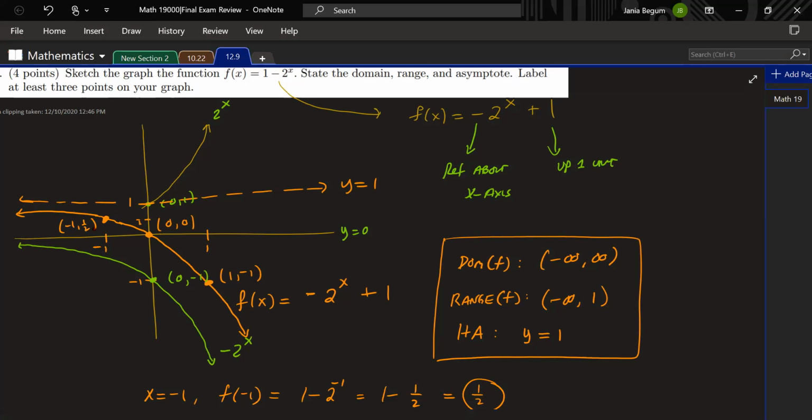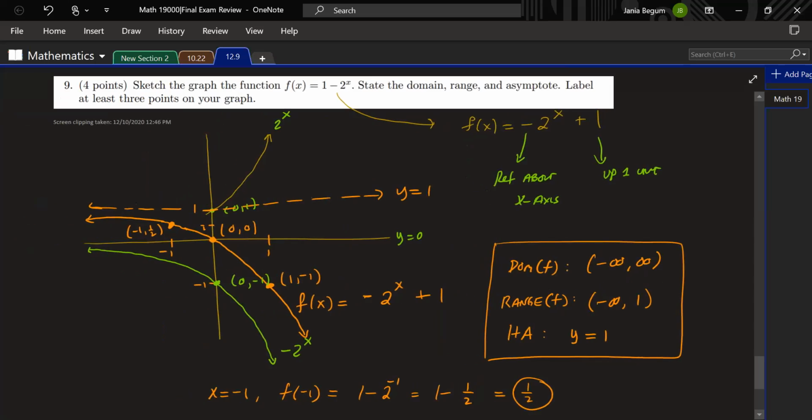So always pick the point of transformation that's on the graph. And then for the remaining ones, just pick any random x values within the domain, plug them into your function, and find the y value. All right, so that completes this question.